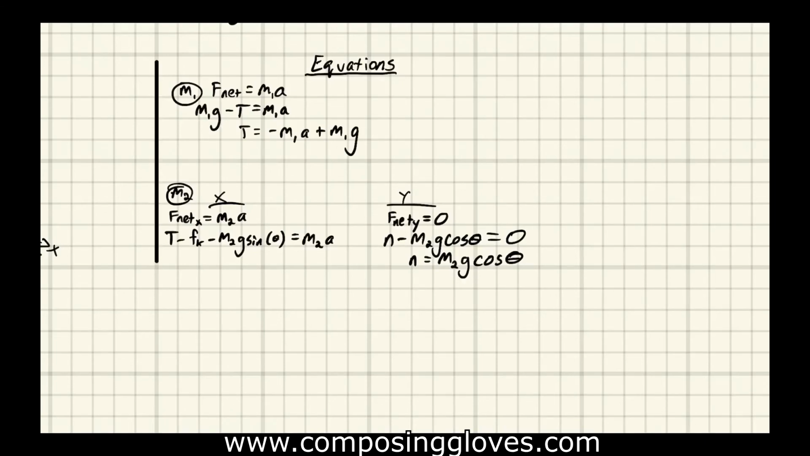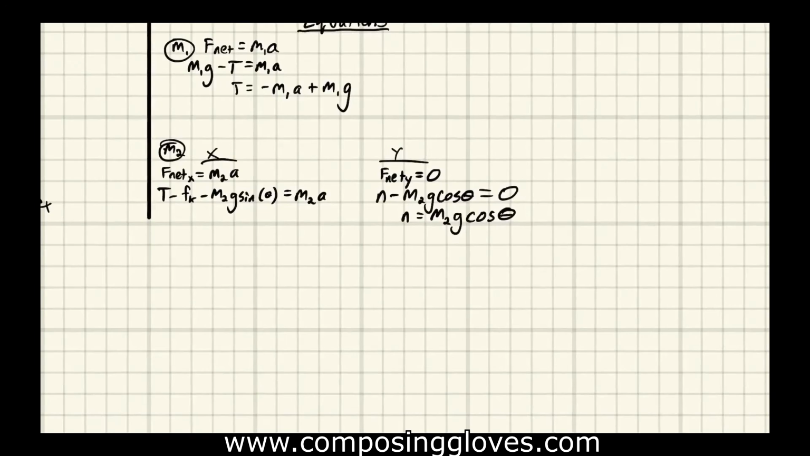I'm hoping you got that. So, okay. We've got T, we've got N. So we can now just substitute this in. So T is negative M1A plus M1G. Friction coefficient is mu sub K times our normal force, which we already solved for, M2G cosine theta. And then we have minus M2G sine theta equals M2A. And we are so close. So anything that's got an A, we're going to move over. So this has an A, we're going to move that over. And that's it. That's all that has an A.